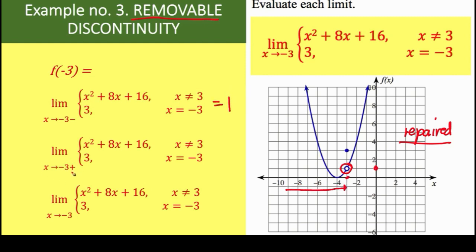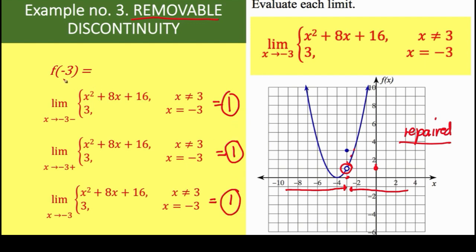Let's take the right-hand limit, as x approaches negative 3 from the right. So we are going this way. And what are the y values? The y values are these points. And as we get closer and closer to x equals negative 3, the y value is approaching also positive 1. So the limit is positive 1. Since both the left- and right-hand limits are the same, the two-sided limit exists, and that is also equal to the same value of 1.